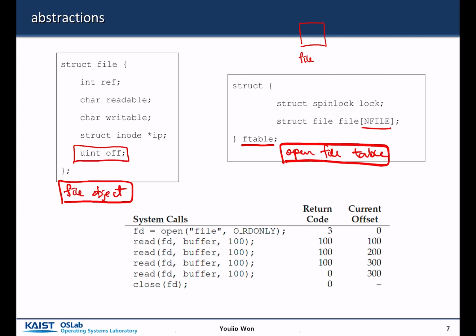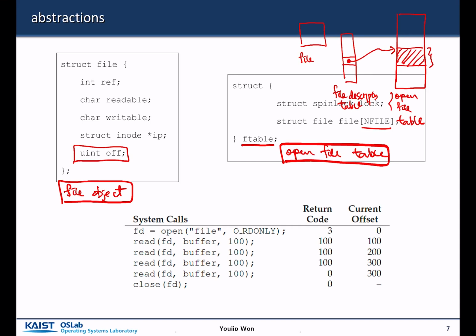Let's say when a file is opened for the first time, the system finds a free slot in the open file table and allocates an open file object. Then in the file descriptor table, it allocates a single entry that maintains a pointer to it. This is the open file table. This is the file descriptor table.